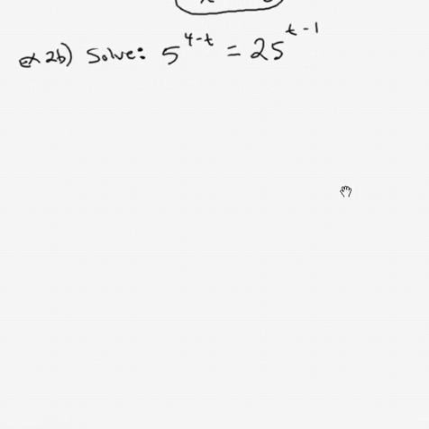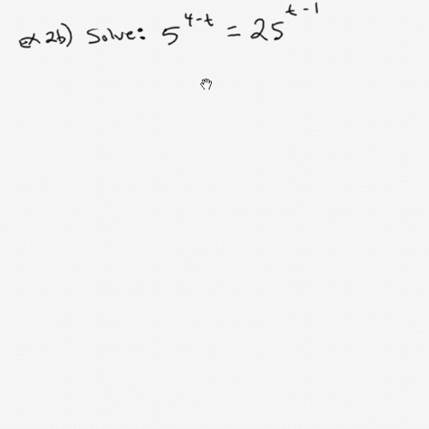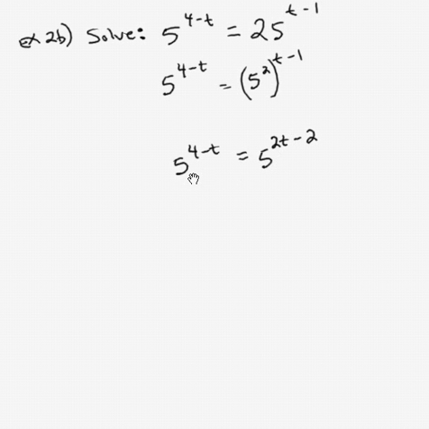All right, let's do another example. In this case, I've got 5 to the 4 minus t power. That equals 25 to the t minus 1 power. And let's call 25 5 squared, so we both have powers of 5. On the right, a base raised to a power raised to a power. We multiply those, so that's 2t minus 2 when we distribute that out.